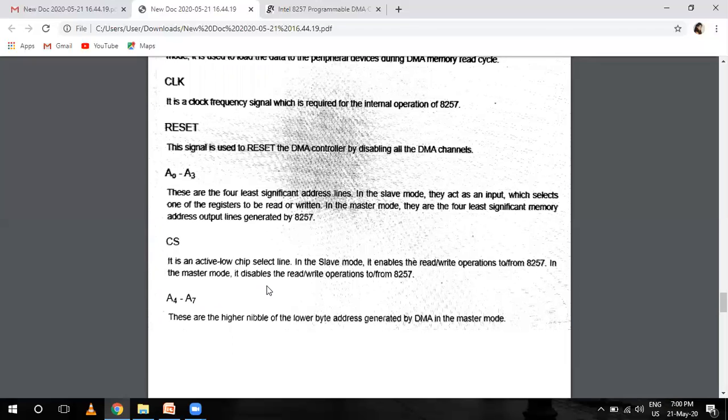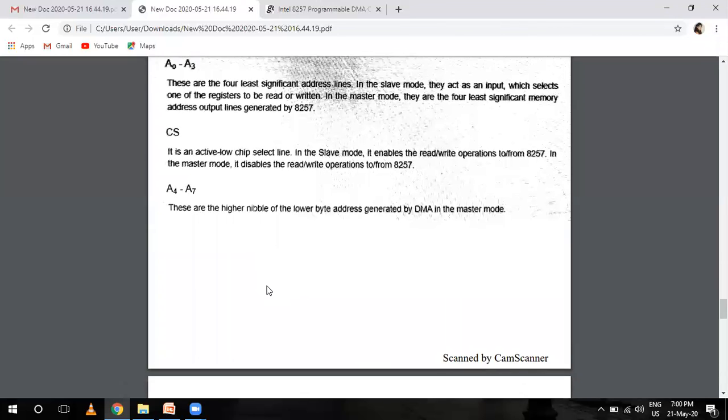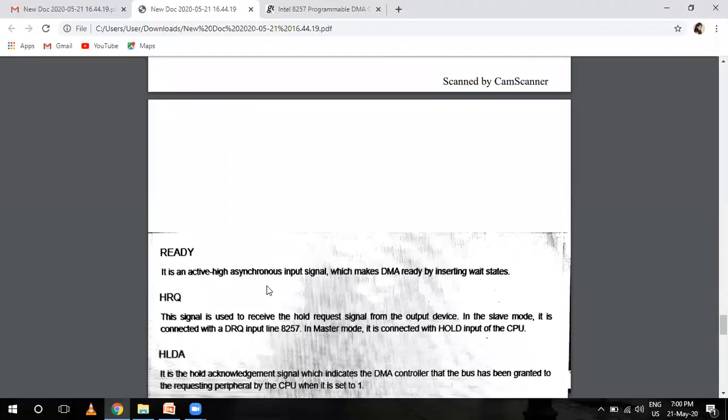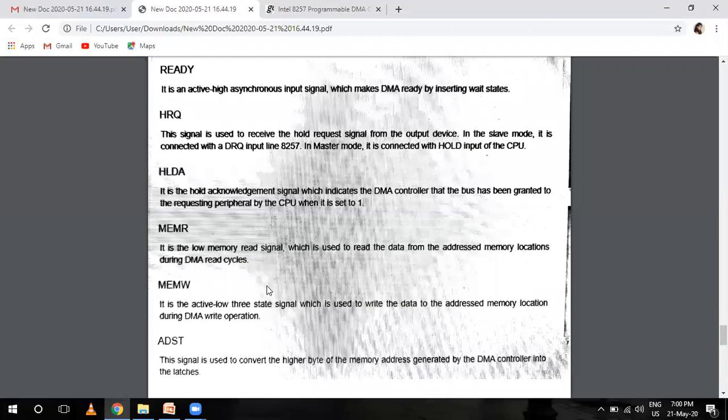CS is the active low chip select line. In the slave mode, it enables the read and write operation to and from 8257. In the master mode, it disables the read and write operation to and from 8257. A4 to A7 are the higher nibble of the lower byte address generated by the DMA in the master mode. Ready is an active high asynchronous input signal which makes the DMA ready by inserting wait states.